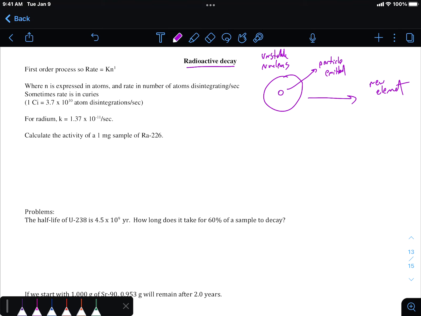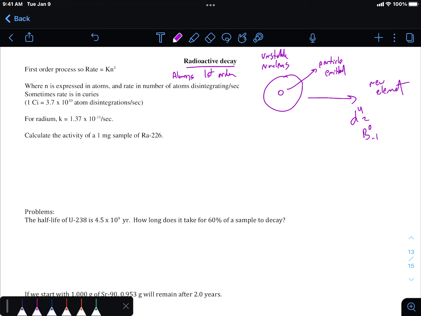All right, and these particles, you might recall them as alpha particles or beta particles. Right now, we're not going to focus too much on that because that's not actually within the scope of this course. But what you should know is that radioactive decay is always first order. And that's helpful to know because that gives us flexibility and it sets us on the right path on how to solve these problems.